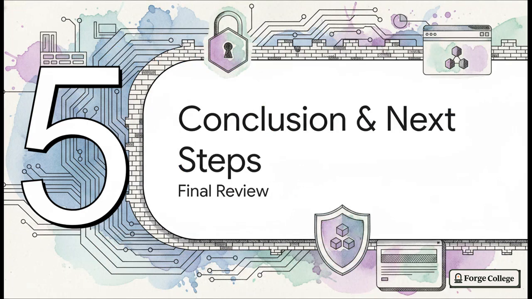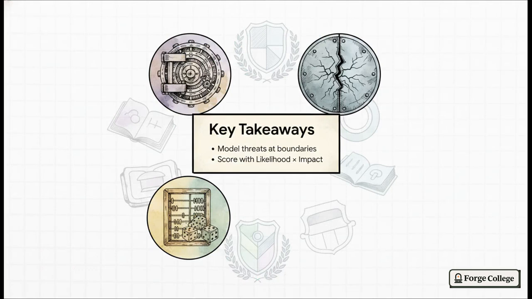Okay, Section 5, conclusion and next steps. Let's do a final review. To recap our core philosophy today, first, always model your threats at the boundaries, the UI, the local storage, the smart contract, because attacks almost always happen right where those boundaries meet. Second, stick to the simple likelihood multiplied by impact math to keep things objective. And third, treat high-value actions like those secure withdrawals as layered problems that need defenses at every single step.